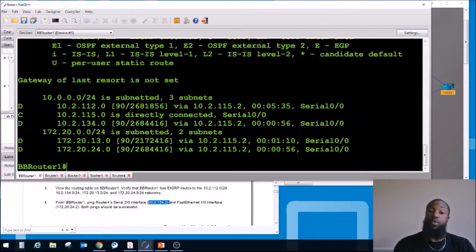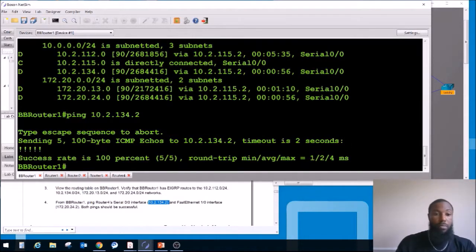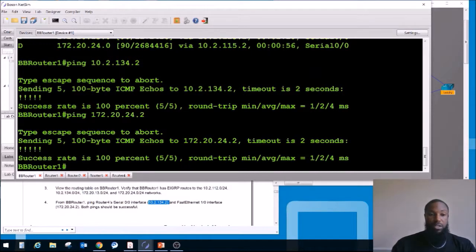Both pings should be successful. So let's hope so. Ping 10.2.134.2. That's successful. Let's go ahead and ping the other one. Ping 172.20.24.2. And that's also successful. Perfect.